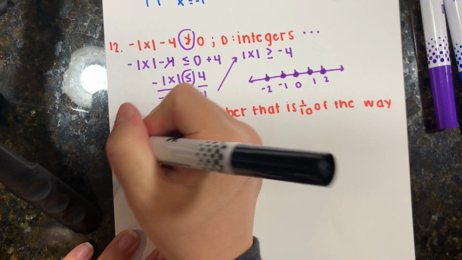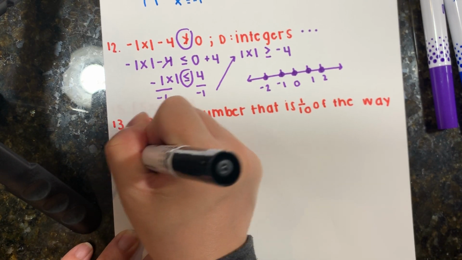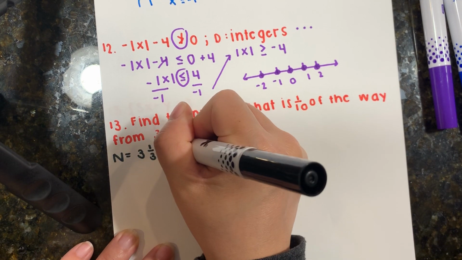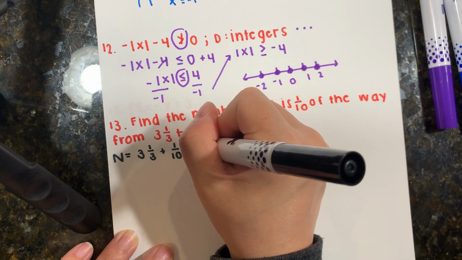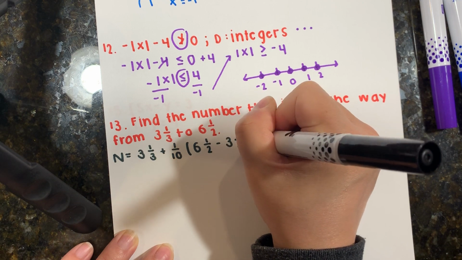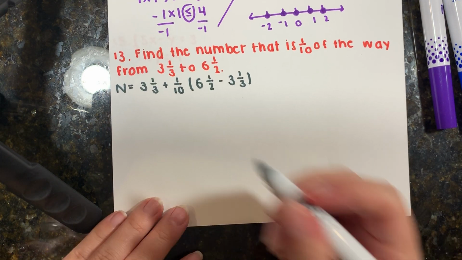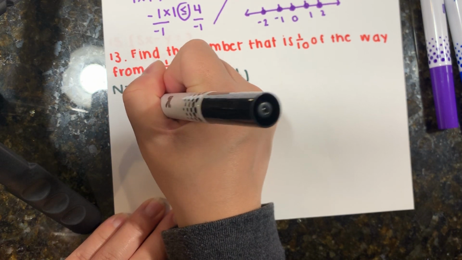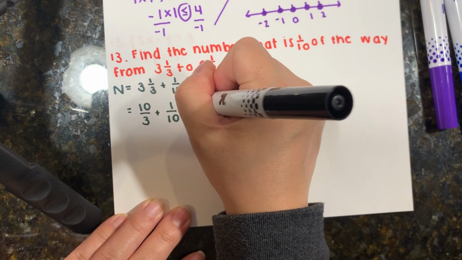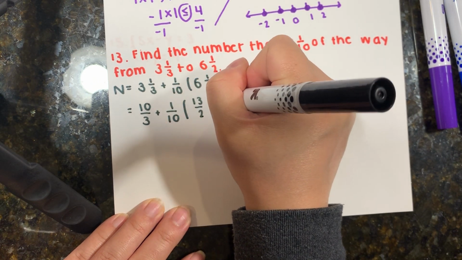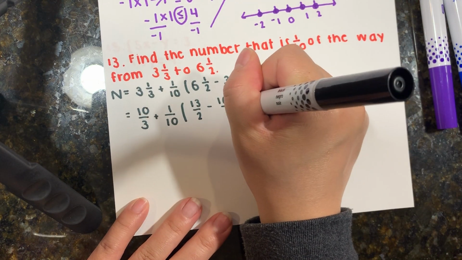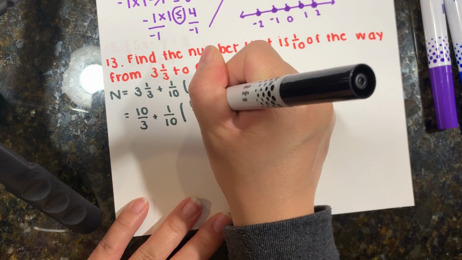So I'm going to start by writing this out. It'd be the number is equal to the first, which would be 3 1/3, plus the fraction, which is 1/10, times the second, 6 1/2, minus the first, which is 3 1/3. I'm going to start by just making those all into improper fractions. So this would become 10/3 plus 1/10 times 13/2 minus 10/3. I'm going to make a common denominator in here, multiplying this by 2 and this by 3.